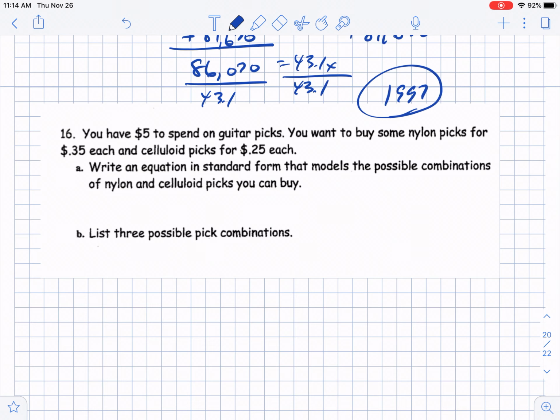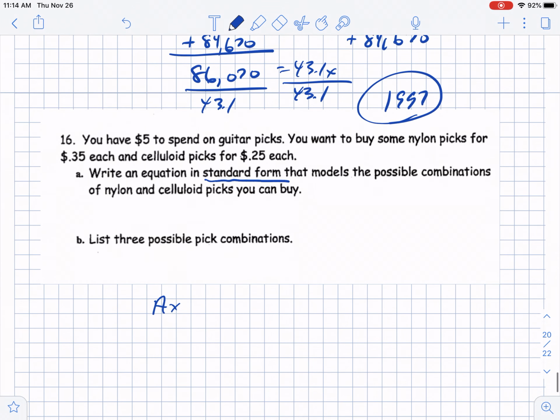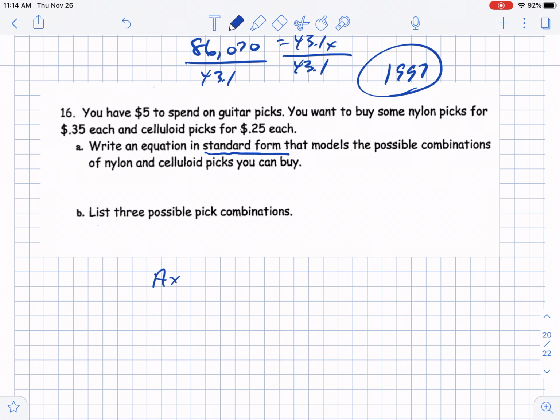You have $5 to spend on guitar picks. You want to buy some nylon picks for 35 cents each and celluloid picks for 25 cents each. So I see two variables here. Standard form is what jumps out at me. AX, so I'm going to have a number of the price for one of the picks. We'll call this the nylon picks, plus BY, and we'll call this the celluloid picks.